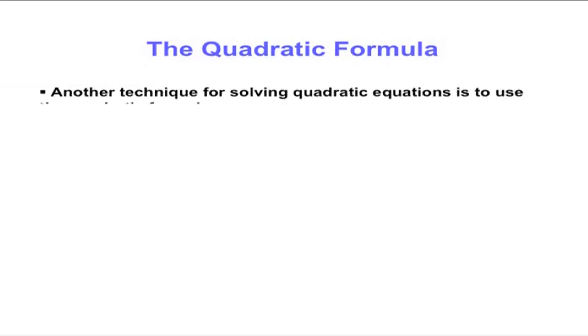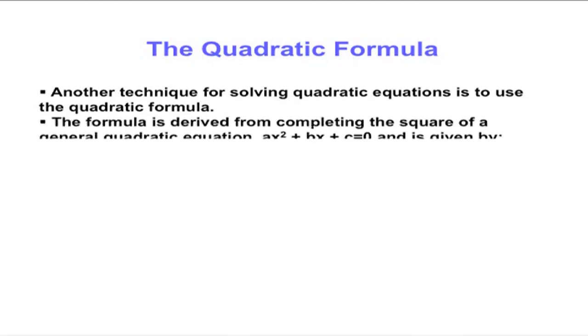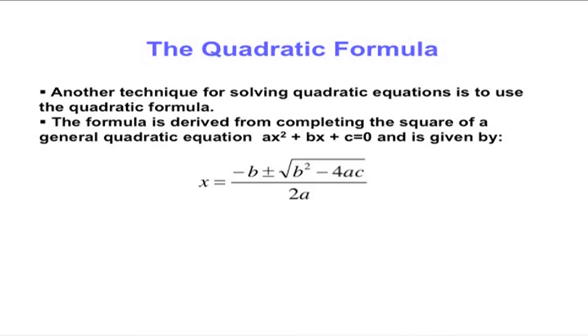Now the other method to solve a quadratic equation is the quadratic formula. Another technique for solving a quadratic equation is to use the quadratic formula. The formula is derived from completing the square of the general equation ax² + bx + c = 0 and is given by x = (-b ± √(b² - 4ac)) / 2a.